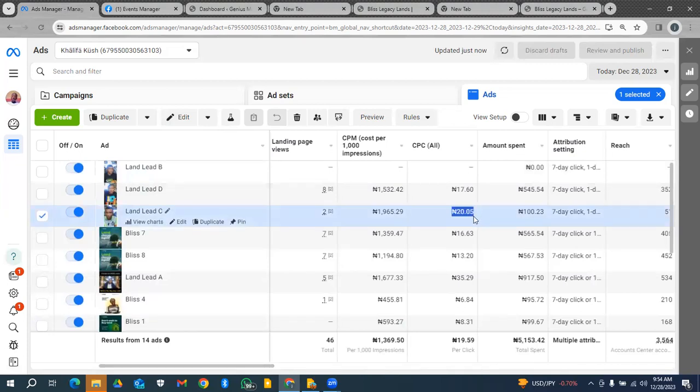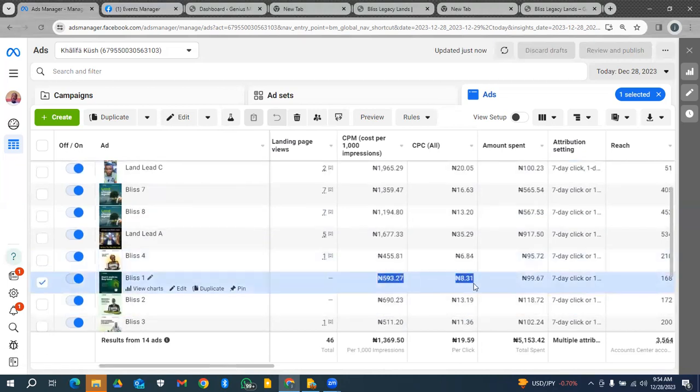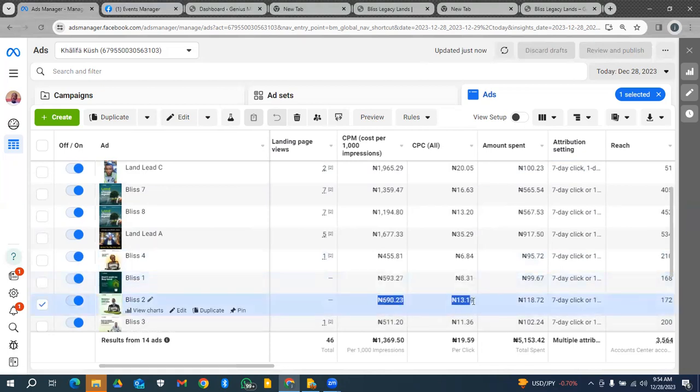That ad is not doing well. So you will also notice that cost per click goes almost hand in hand with CPM. So whenever you have high CPM, you also have high cost per click. It's normal. And when you have low CPM, you see low cost per click. You can see it here. Low CPM, low cost per click. Low CPM, lower cost per click.